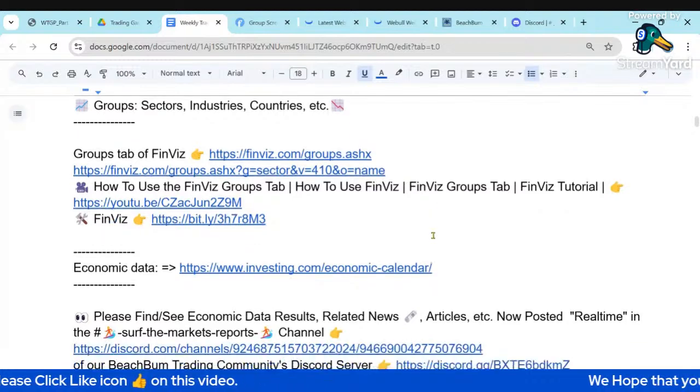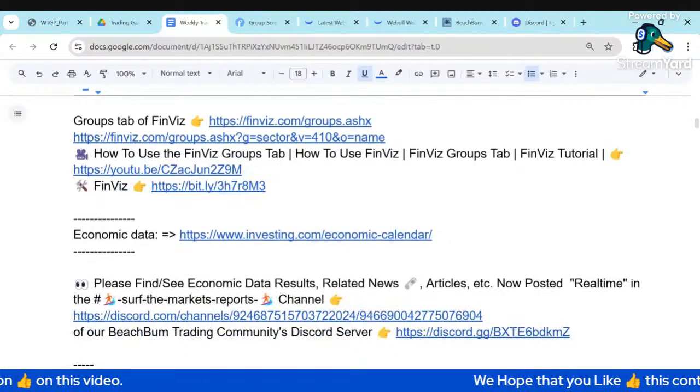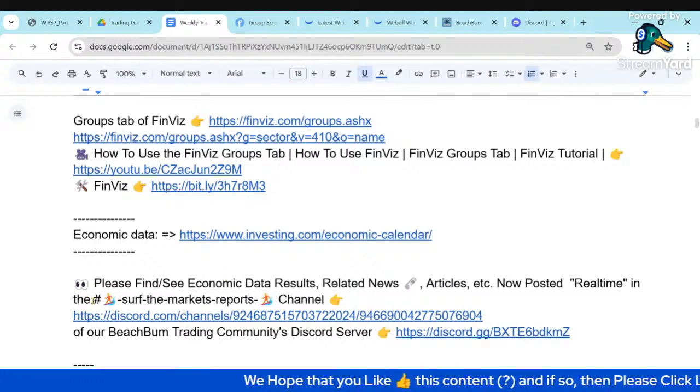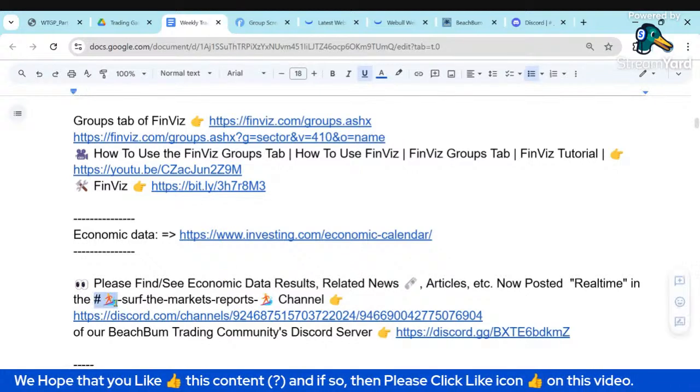Okay, next we'll talk about the economic data from last week, and then we'll look at the economic data upcoming for this week, including the FOMC Interest Rate Decision for March.